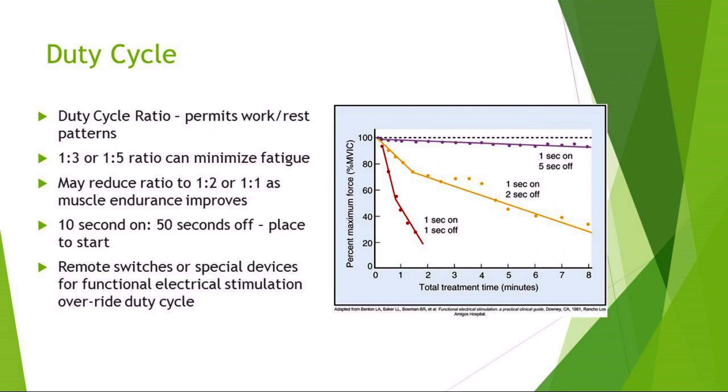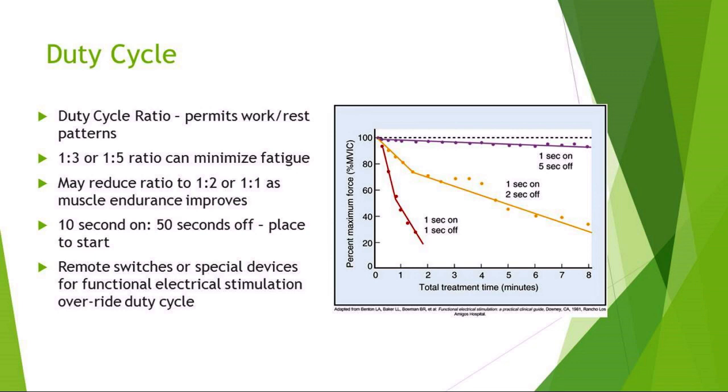The duty cycle is you have a work part of the cycle and a rest part of the cycle, and the idea of using this on-off scheme is to minimize fatigue. So there are times, like when we're trying to reduce muscle spasm, that we're trying to induce muscle fatigue. So we might go to a different duty cycle ratio. Normally, a 1 to 3 ratio or 1 to 5 ratio can minimize fatigue. So that's 1 second on, 3 seconds off, or 1 second on, 5 seconds off. Okay, you do the math.